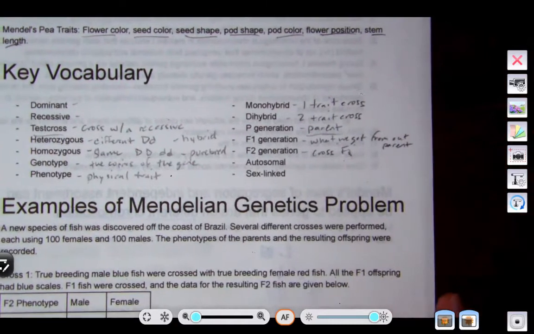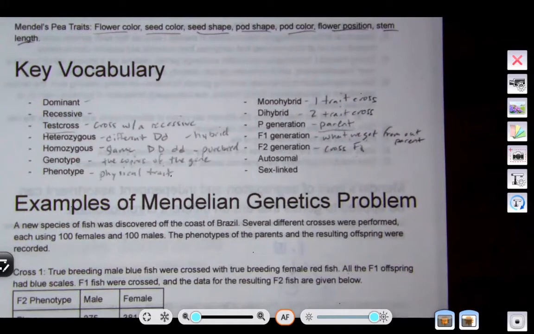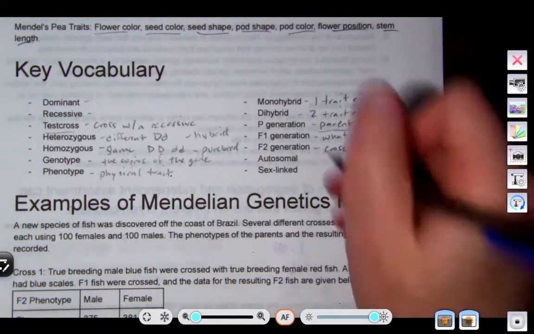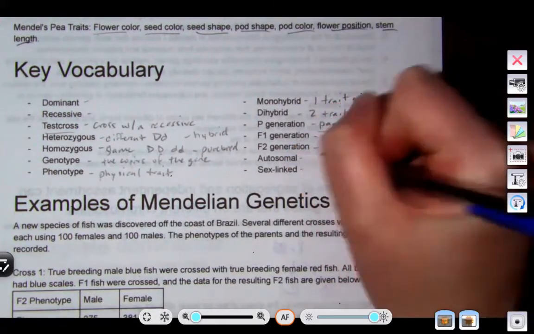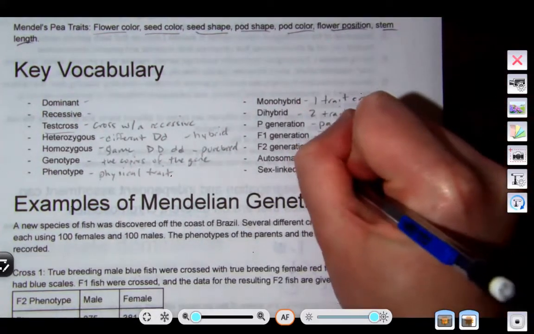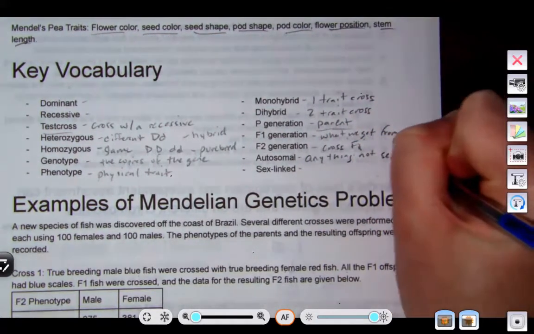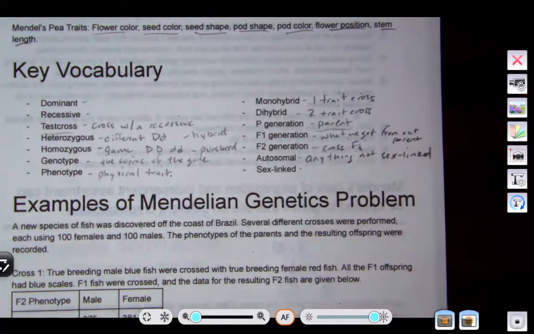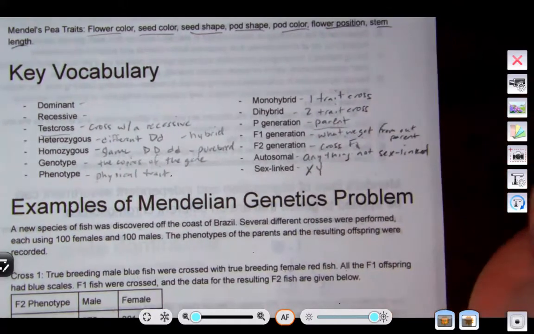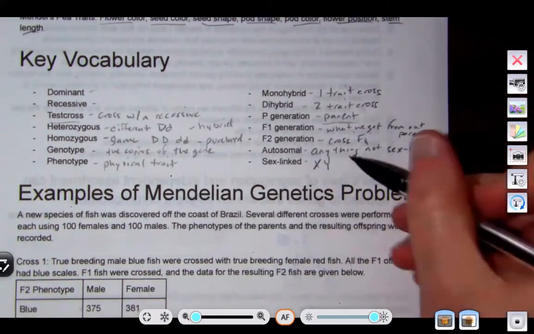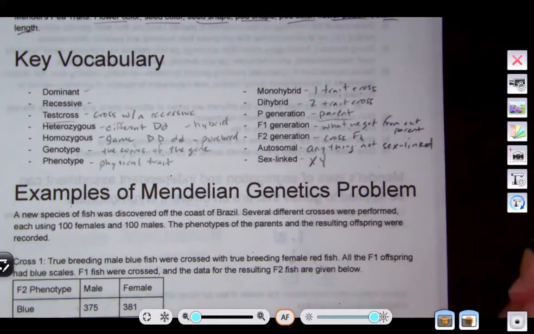The last two words, and they're really important because they're going to be clues if you run into a genetics problem on the AP test, are autosomal and sex-linked. Autosomal are going to be anything that's not sex-linked. And then sex-linked is generally whatever is on the X and Y chromosome. And depending on what kind of genetics problem you're doing, the results end up being different.